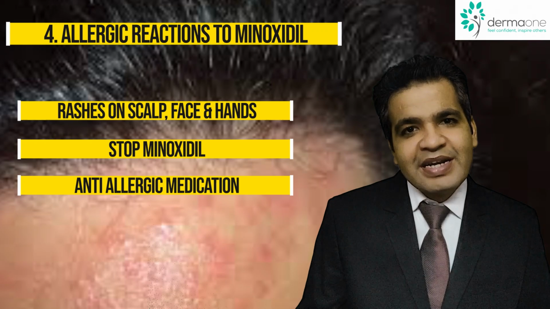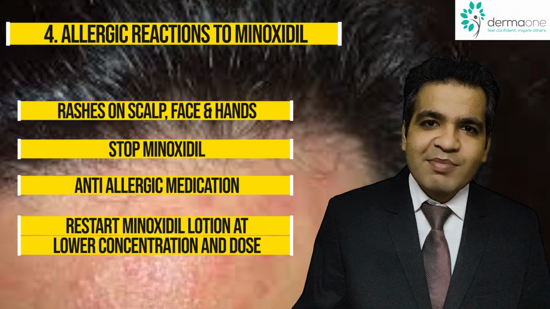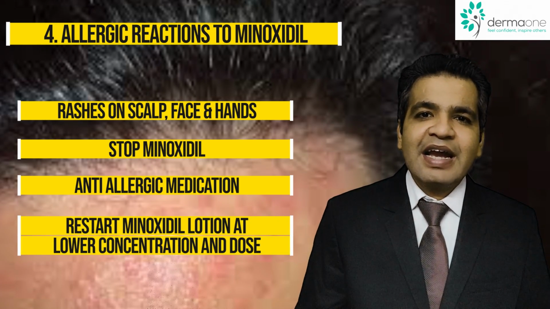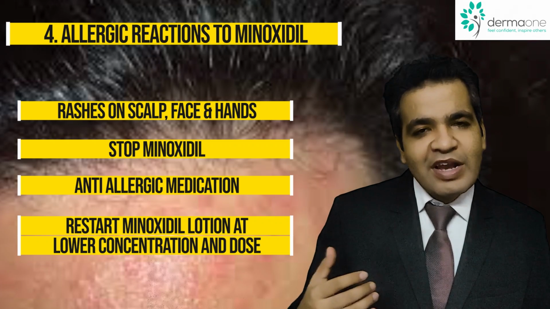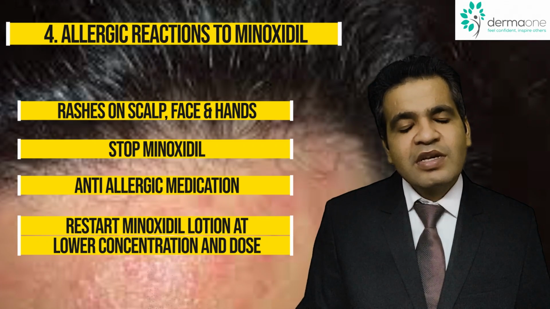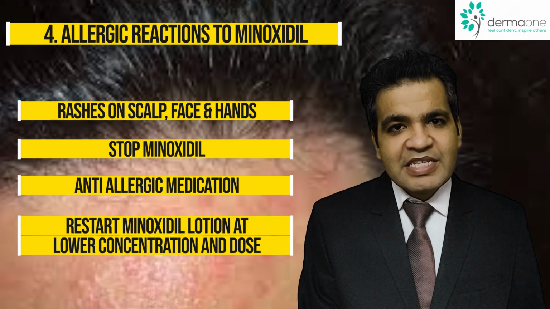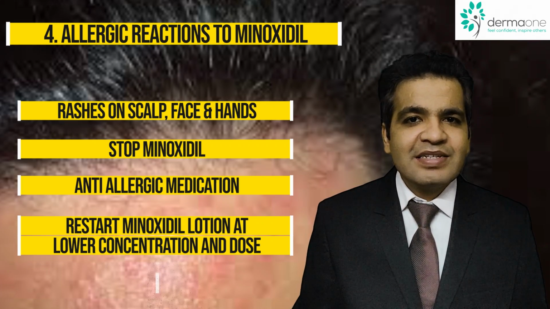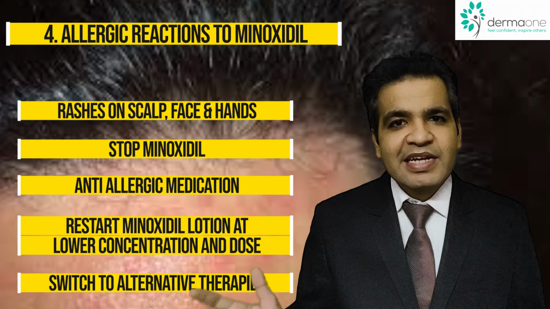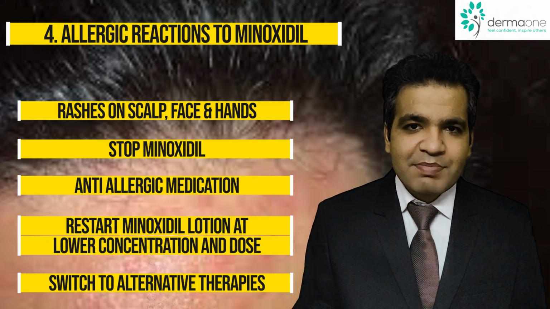And if required, we can try restarting minoxidil at a lower concentration, at a lower dose, maybe half or one-fourth of the initially intended dose. We can start with a very low dose and gradually build it up from there. In some patients, we may have to stop minoxidil and consider alternative therapies such as finasteride, PRP, and similar other therapies.